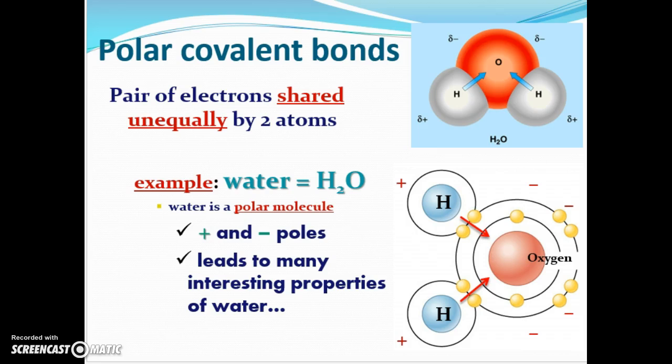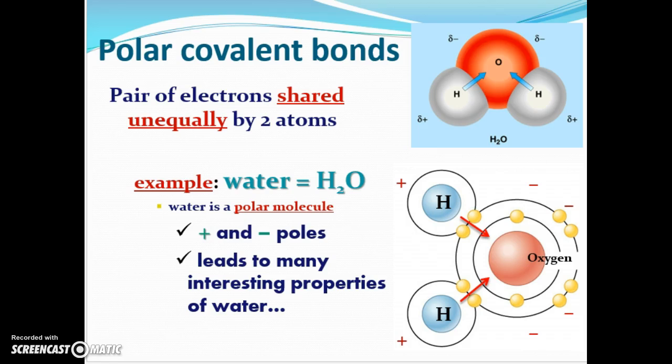The next here too is when we have polar covalent bonds. So in this case, we have a pair of electrons that are being shared still, because it's still a covalent bond, but they're not shared equally. So one atom tends to be more greedy than the other.